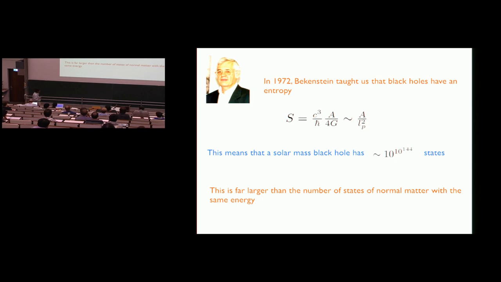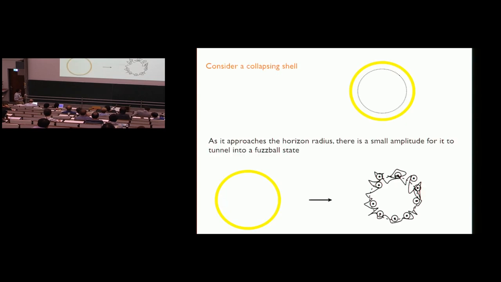So there is something curious about black holes. They have a rather abnormally large number of states. This fact, of course, has been known from 1972, but now it's actually going to be useful to us. So consider a collapsing shell. It's coming towards this horizon. It hasn't yet crossed the horizon.